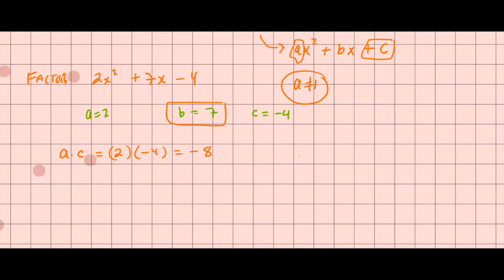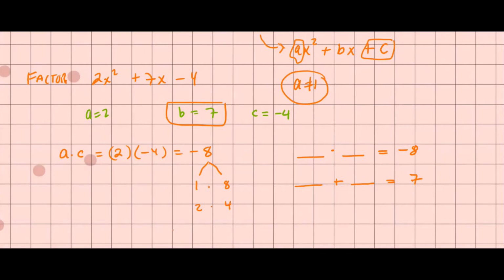So we're looking for two numbers. When we multiply them, we get negative 8, and when we add them, we get the coefficient of the x term, which is b, so that's 7. Well, what are the numbers? If you write down the factors of 8, you have 1 and 8, and then 2 and 4, and that's pretty much it.